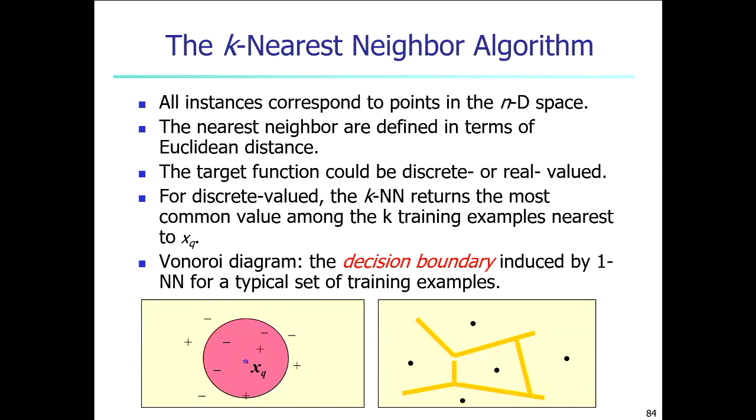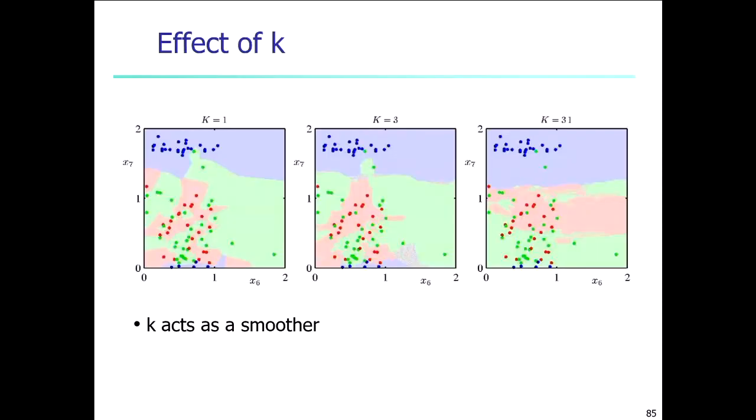You can think of a Voronoi diagram if you know this. It's like a 1NN algorithm. And as k increases, you can see in this example, the decision boundary becomes more and more smooth. So you can take this k as a smoother.